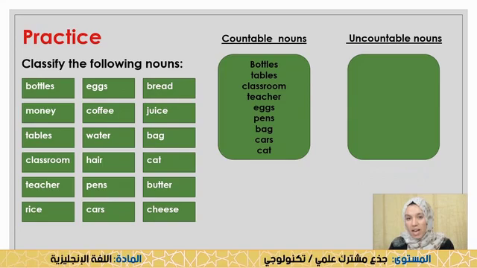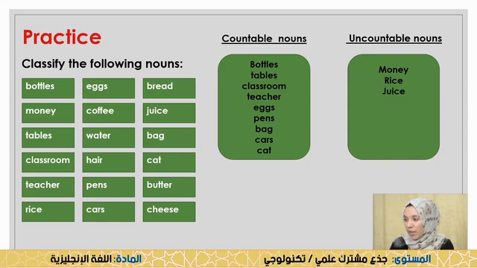What are the nouns that we have got here and they are uncountable? First, we have money. Now, keep in mind that the word money in English is uncountable. You cannot count the word money. You cannot say, for example, I have got 10 monies in my pocket. No, you cannot count the word money. So it is uncountable. Rice also is uncountable.